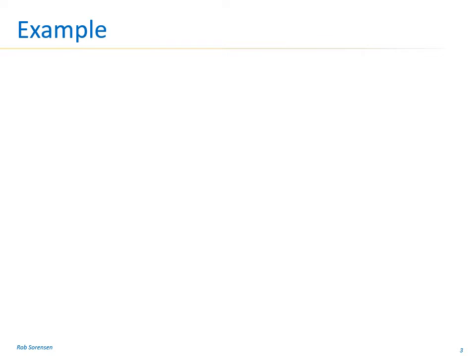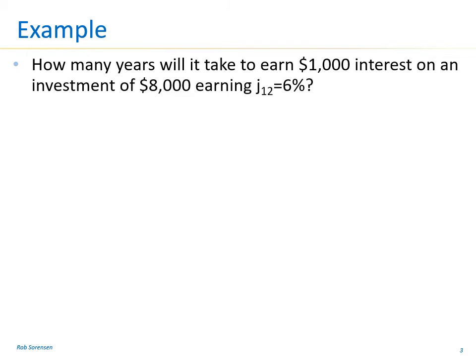How many years will it take to earn $1,000 interest on an investment of $8,000, earning 6% compounded monthly? All right, so let's write down all the basics here. We have an investment of $8,000. We want to earn $1,000, so that means we're going to have to get to a grand total or a maturity of $9,000, the 8,000 plus 1,000. And we have a rate here of 6% compounded monthly. So I'm working in months in this question. That gives me a little i of 0.005.